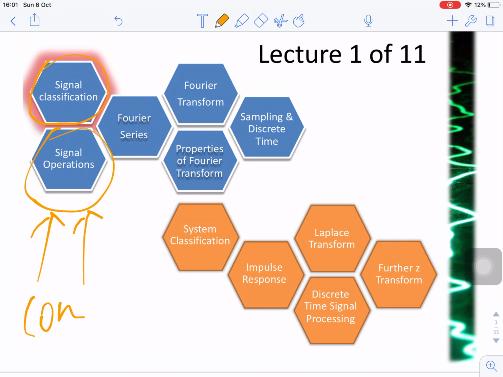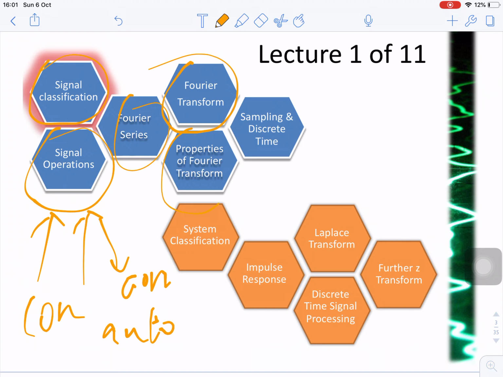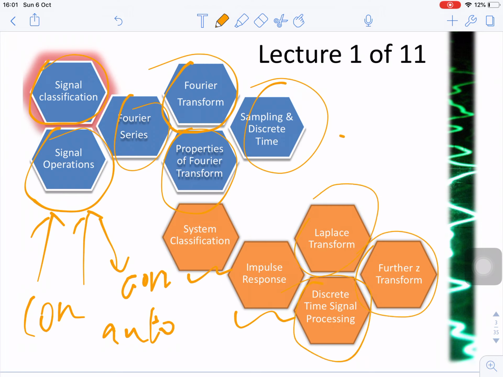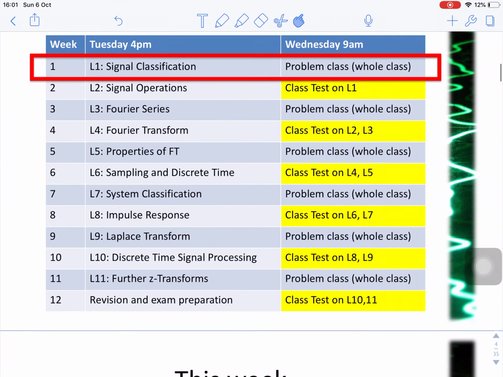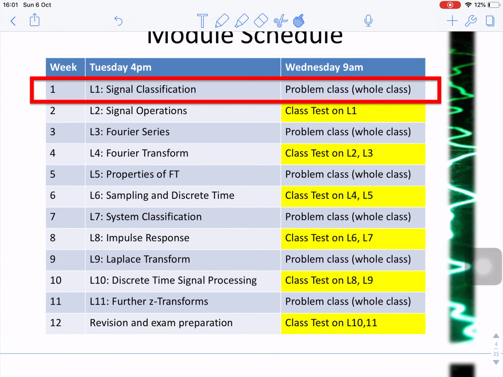Convolution, autocorrelation and correlation, and Fourier series come next. Then Fourier transform, properties of the Fourier transform, sampling and discrete time, system classification, impulse response, Laplace transform, discrete time sampling, and further on the Z transform. This is the first class, and then signal operation, Fourier series, Fourier transform.